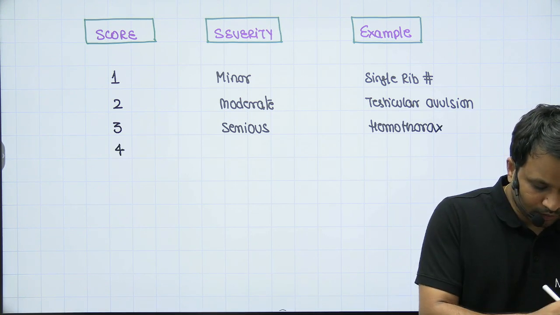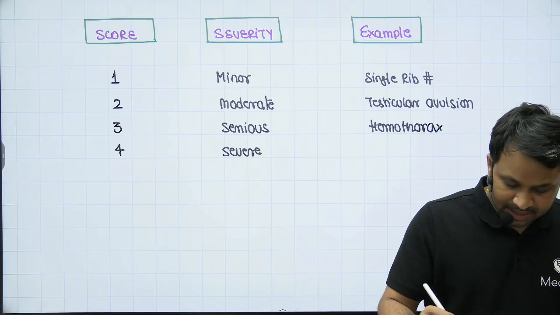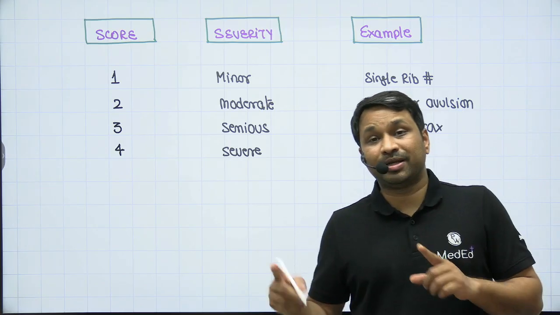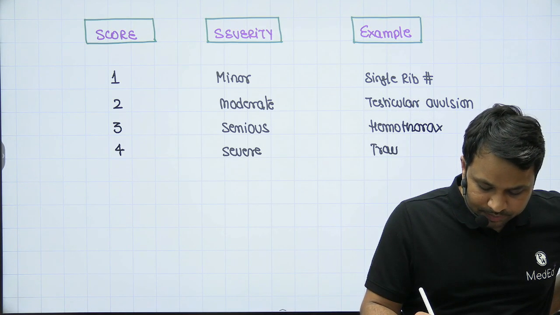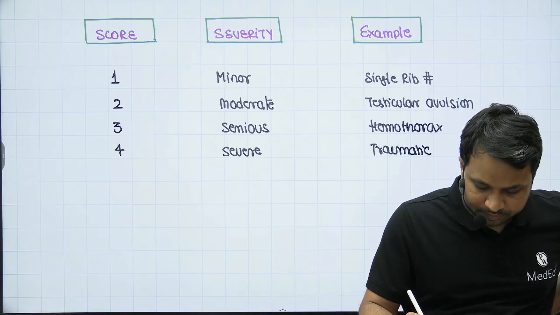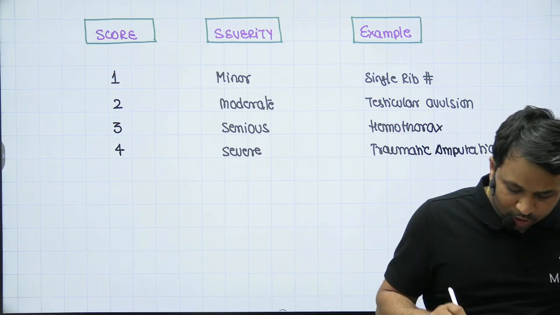Then you have a score of 4, which is severe. Now, for severe, for example, we're talking about below knee trauma that requires amputation. For example, all traumatic amputations. All traumatic amputations will be considered to be severe.